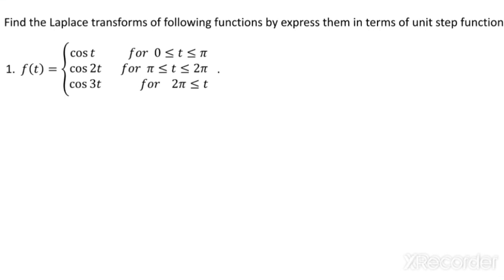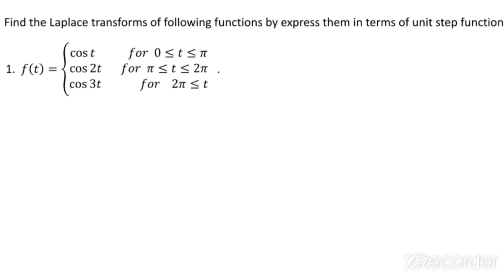So we can take some problems. The first problem: find the Laplace transform of the following function by expressing it in terms of unit step function. The function is given as cos t in the interval 0 to pi, cos 2t in the interval pi to 2 pi, and cos 3t in the interval 2 pi to infinity, t greater than or equal to 2 pi.